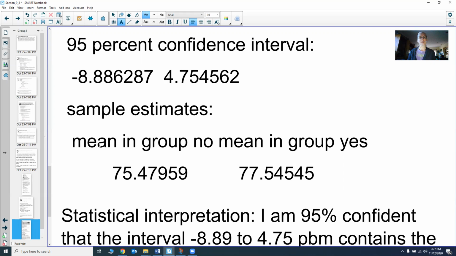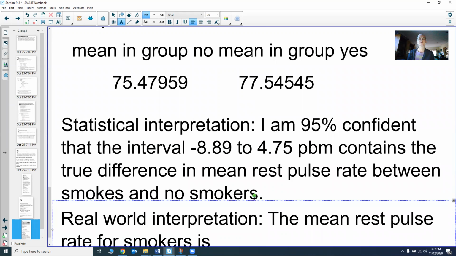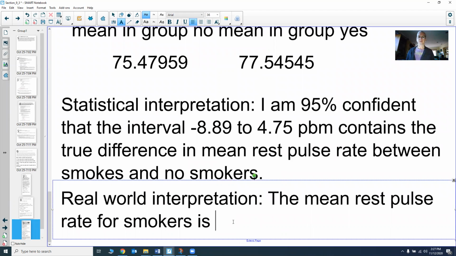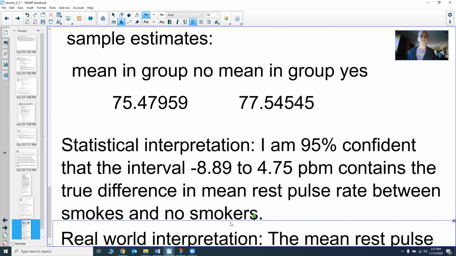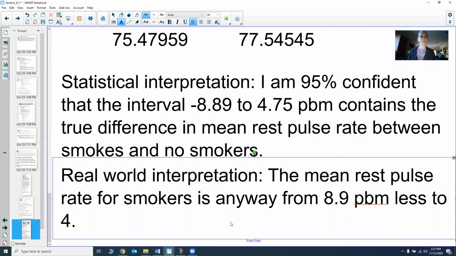If you did it the other way, check this statement and see what it is to make sure your conclusions are okay. So you just want to make sure that how you define them is the same way that R will do it. Okay, so the mean pulse rate for smokers is anywhere from 8.9 beats per minute less, because of the negative sign I would say less, to 4.8 beats per minute more because it's positive. Positive means more, negative means less.